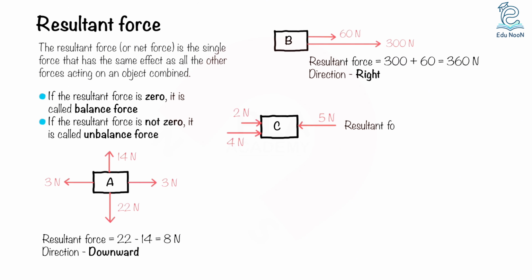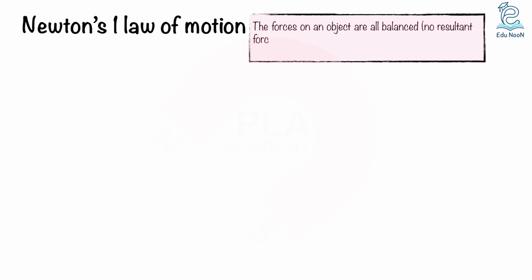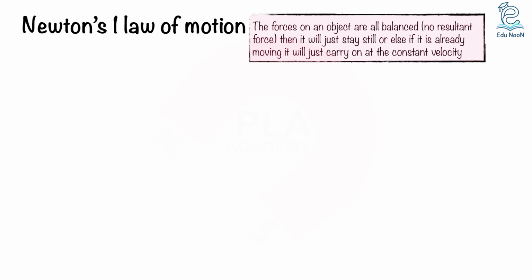The three laws of motion, also known as Newton's laws of motion. Newton's first law of motion: if the forces on an object are all balanced, then it will just stay still, or if it is already moving, it will just carry on at a constant velocity.